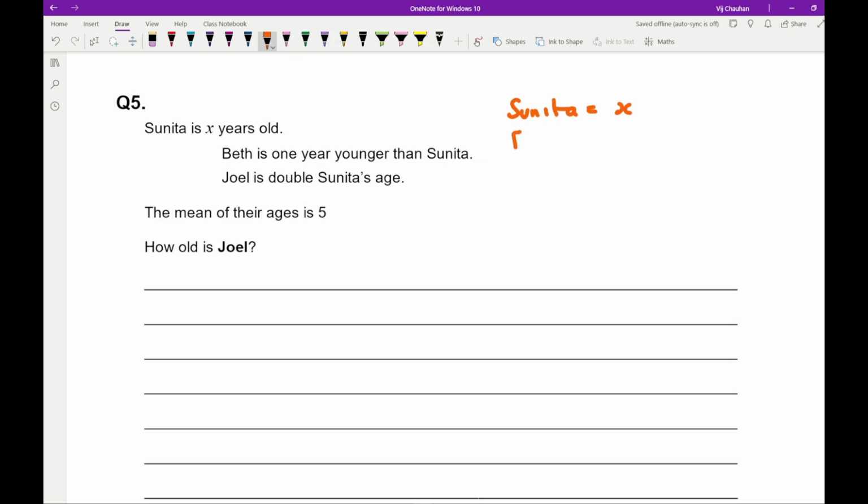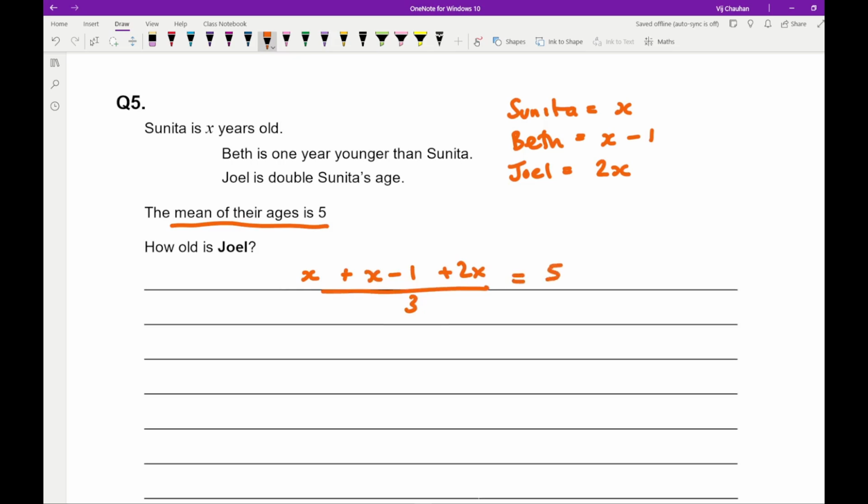And then to work out Beth, well, it says that Beth is 1 year younger than Sunita, so that's going to be X minus 1. And Joel is double of Sunita's age, so if Sunita's X years old, Joel is going to be 2X years old. Now from this, we then need to work out that the average of those 3 ages is 5. So to work out the mean, we just add the numbers up and divide by how many they are. So here, if we add up Sunita, Beth and Joel, divide by 3 because there are 3 people, it tells us that that is equal to 5.